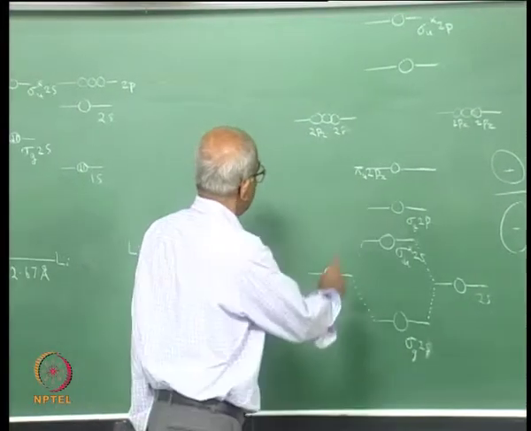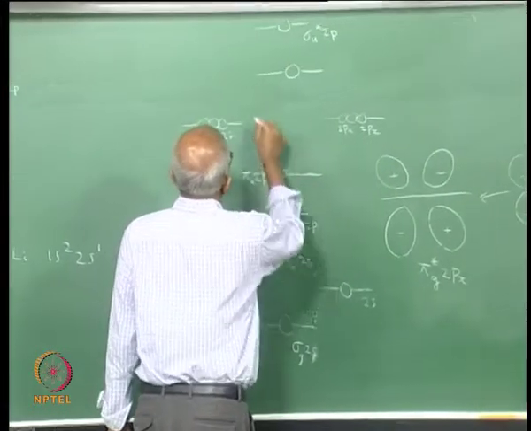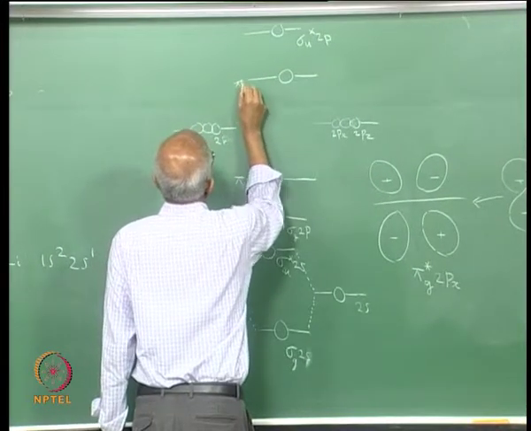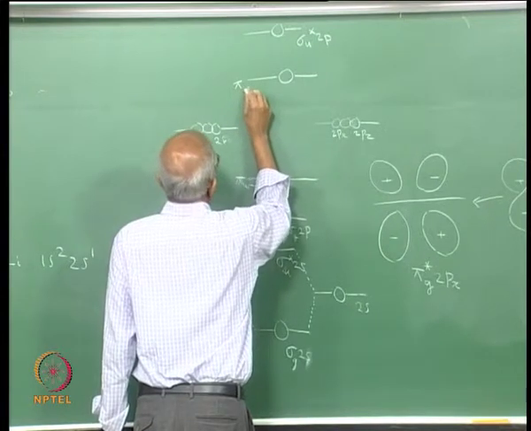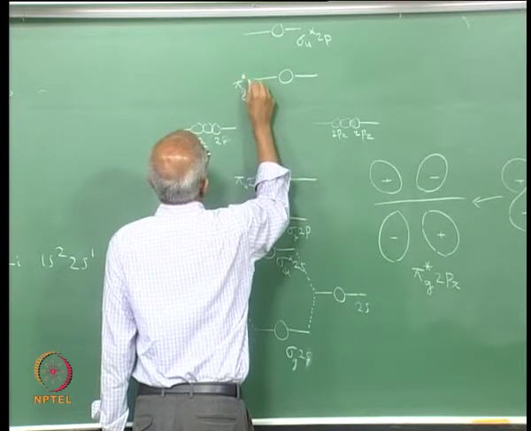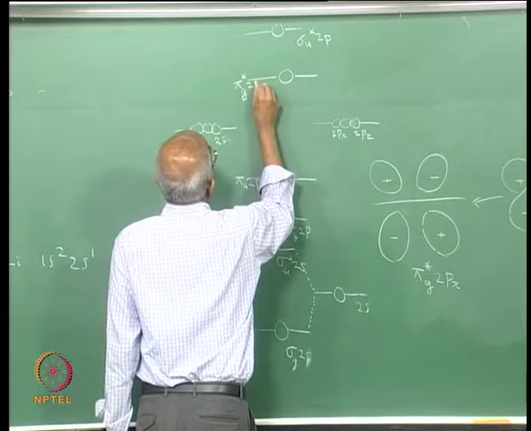So these orbitals, the one is pi u 2px and the other one should be called pi g star 2px.